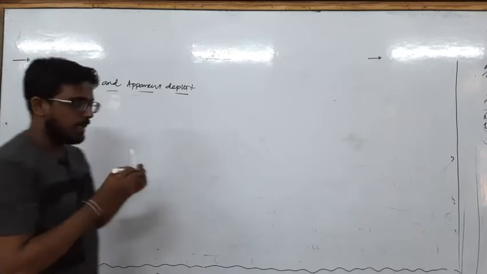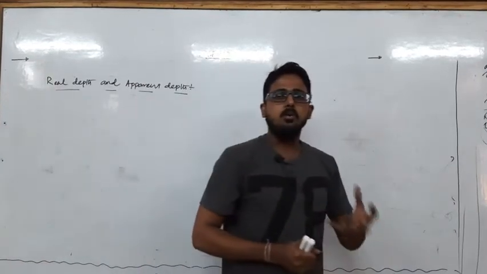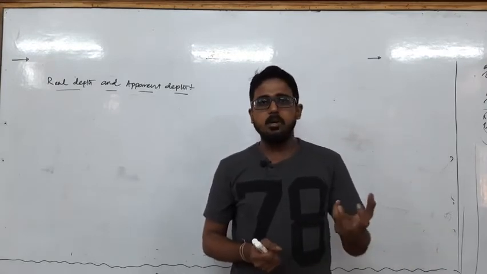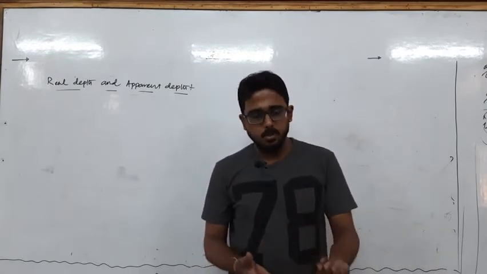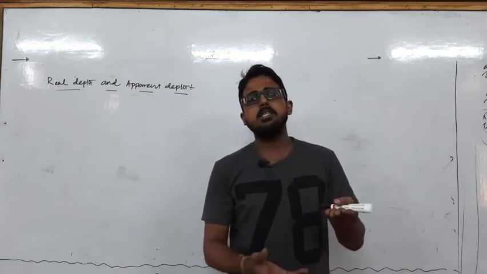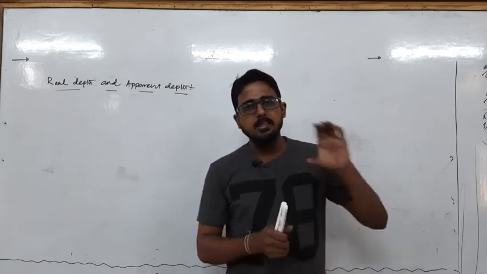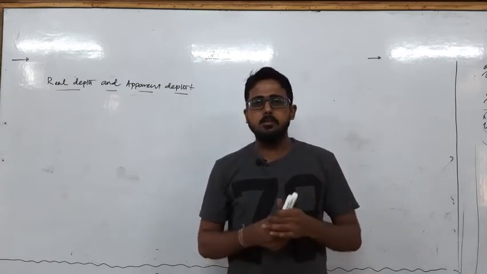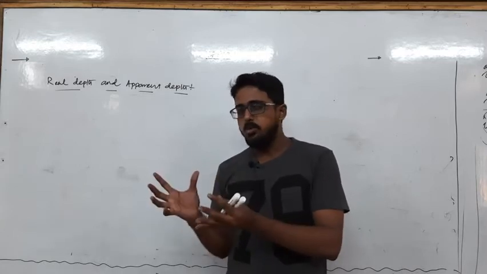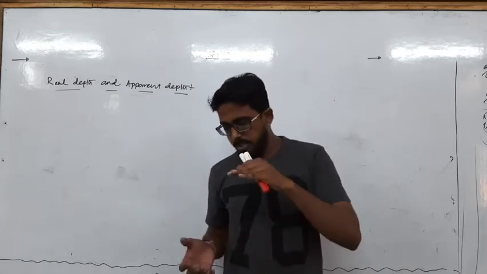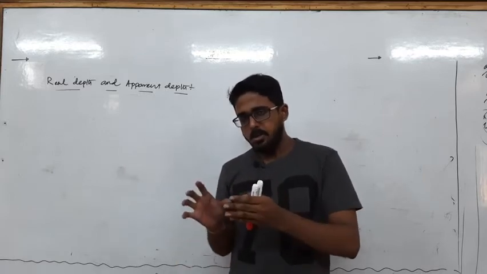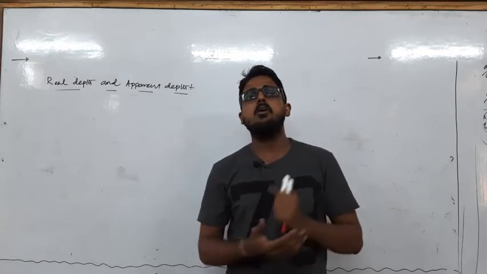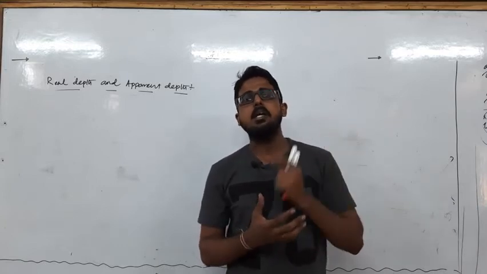What is this real depth and apparent depth? We all know that when we see a coin placed inside a bucket containing water, it seems that the coin appears some height above its original position. That effect is known as what? Apparent depth. Clear? We have already observed that if there is a coin in a container which contains water, and we look from above at that coin, then at a certain angle the coin appears at some level above its original position. This is what is known as apparent depth.